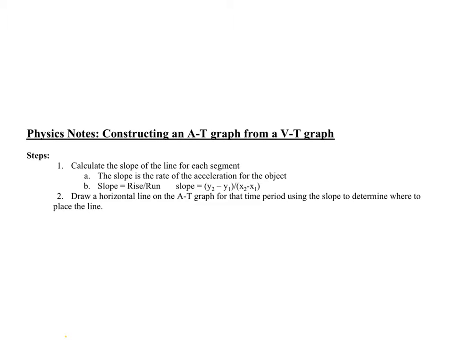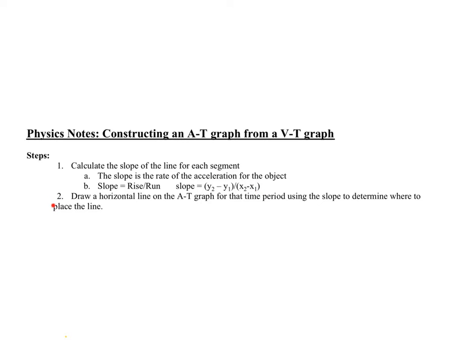Hey y'all, in this video we're going to go over how to construct an acceleration time graph from a velocity time graph. So first let's go over the steps for doing this. The first step you're going to do is calculate the slope of your line for each segment in the graph, right? So the slope is the rate of acceleration for the object when you're dealing with velocity time graphs. The slope formula is simply stated as rise over run, or you can get the more formal version of it of y2 minus y1 divided by x2 minus x1, right?